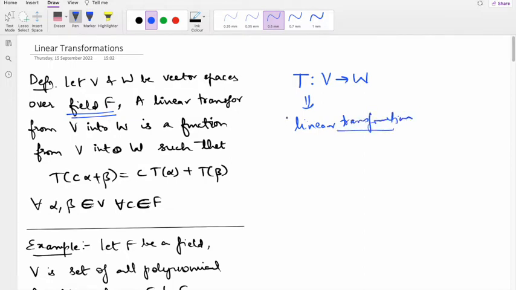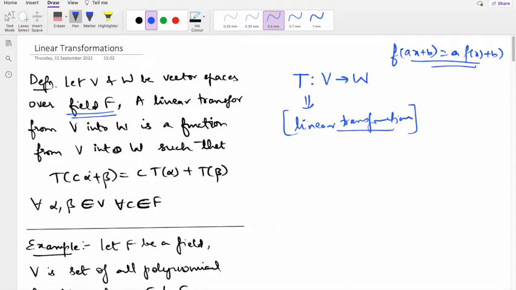Now, this will be very familiar in some sense, because when we define linear functions, we look at whether f of (ax plus b) is equal to a times f of x plus b, and so on. In that same spirit, we are looking at something like this.